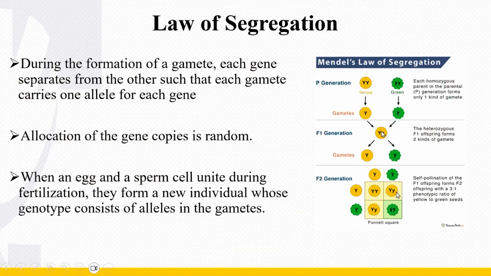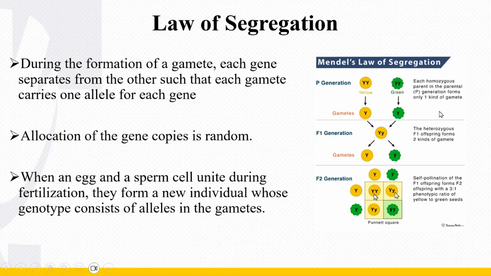And this is where we have our 3-to-1. So our phenotypic ratio is 3-to-1. We have heterozygous dominant for yellow pea, homozygous dominant for yellow pea, heterozygous for yellow pea, and then one homozygous recessive. So the phenotypic ratio is yellow, yellow, yellow, 3-to-1 green pea.